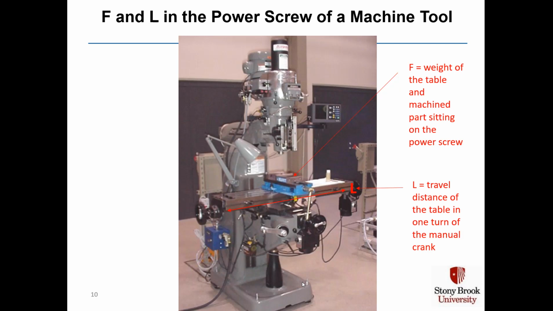Here is what F and L would stand for in the power screw of a machine tool. F is the weight of the table and machine parts sitting on the power screw, and L is the travel distance of the table in one turn of the manual crank.